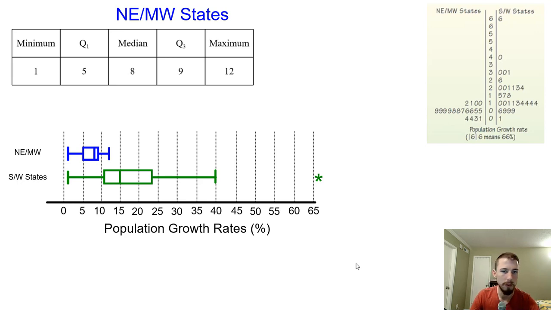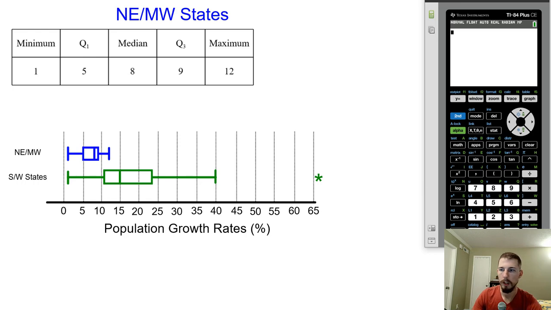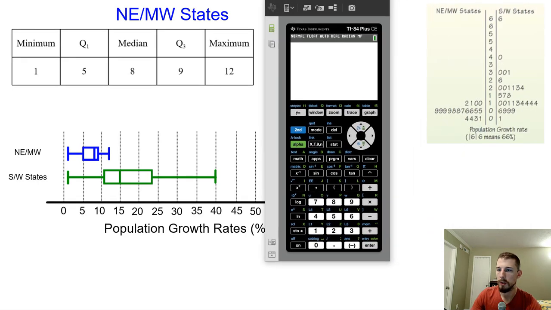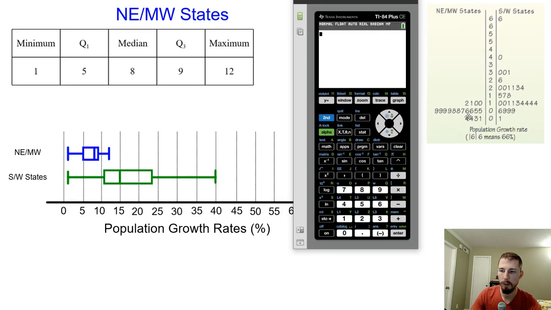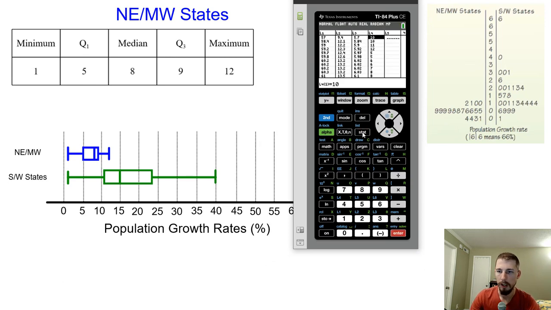All right, now we want to fill this data into our calculator to find the 5-number summary. In doing this, we're just doing it for the Northeast Midwest states. I gave you the one that was smaller so it'd be easier, but make sure you know how to put it in the calculator. So stat edit, I put it in list 4. I started at the top, so 1 and 0 would be 10, 10, 11, 12.